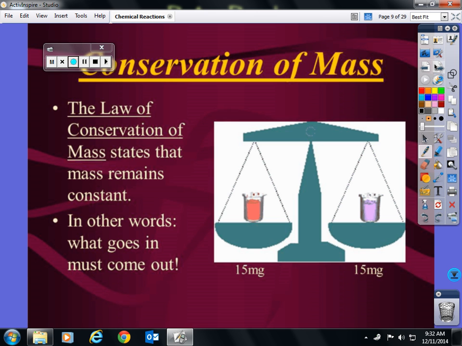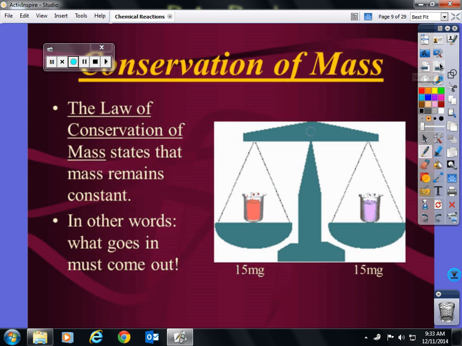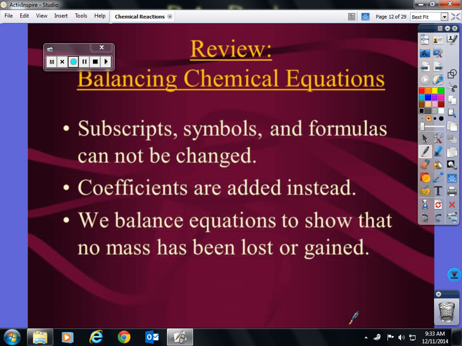The law of conservation of mass in regular words. I want you to write what's on the screen, but if I were saying it to you, it just means whatever you put in is what comes out. You can't put in 15 milligrams, as you see in the picture, and have a different number on the other side. After the reaction, it has to be exactly the same. I'm going to skip that for now.